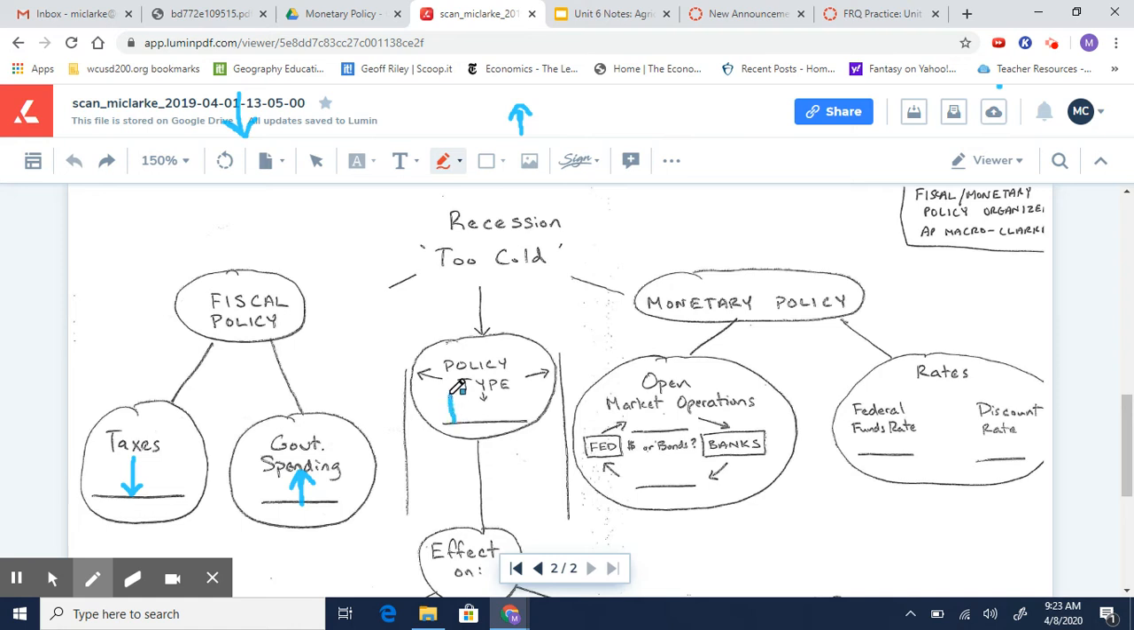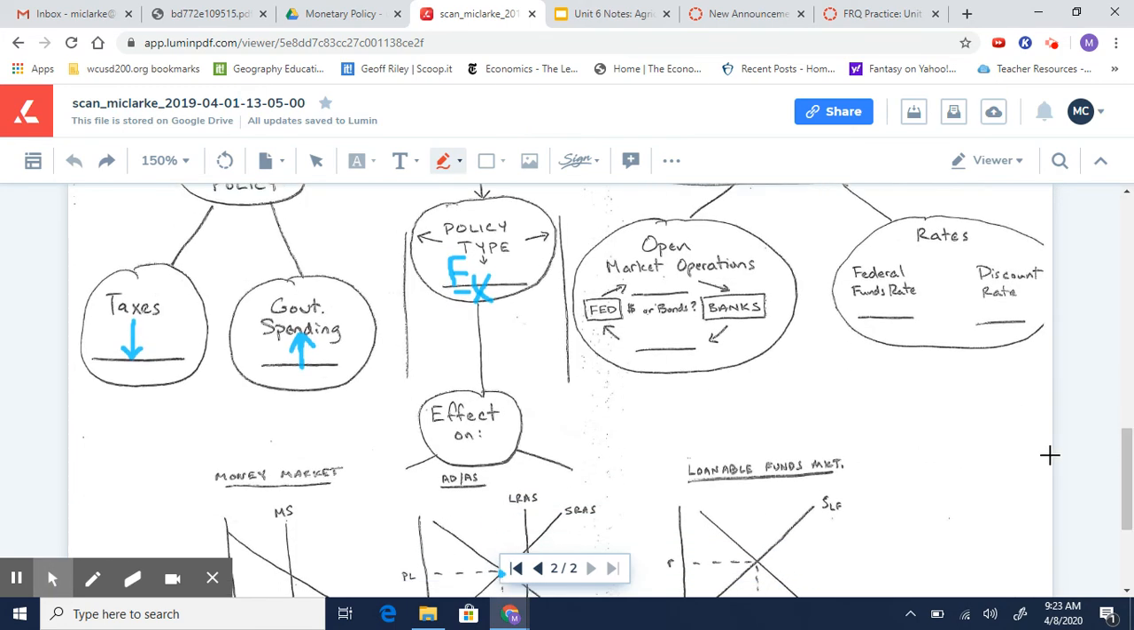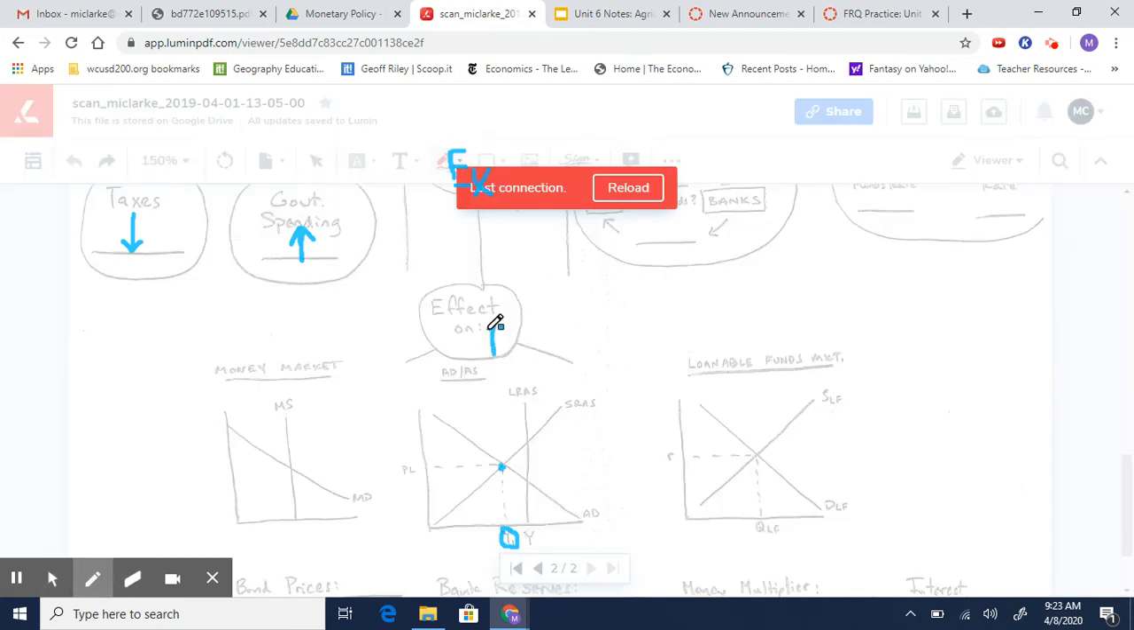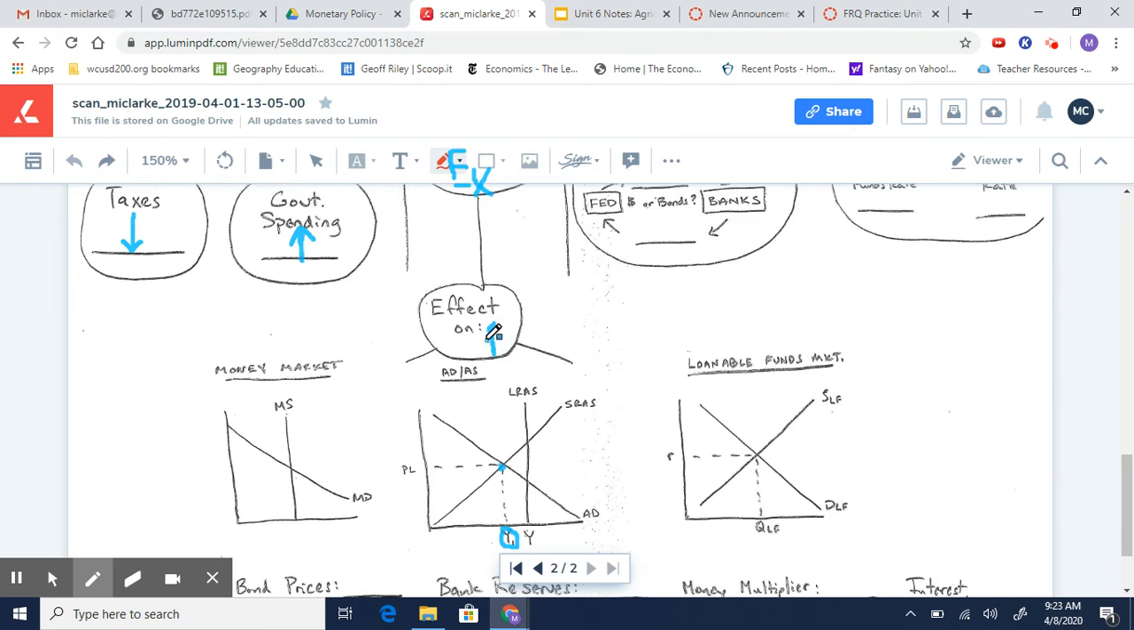I'm just going to abbreviate this. This type of policy, expansionary policy. Just think, what does the government want to do when times are tough? They want to grow the economy, expand it, expansionary policy. The effect on aggregate demand, what they want here is they want to grow aggregate demand, and they want to increase aggregate demand from this point, and they want to get it either to full employment or ahead of full employment.